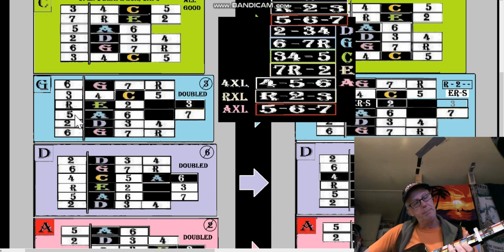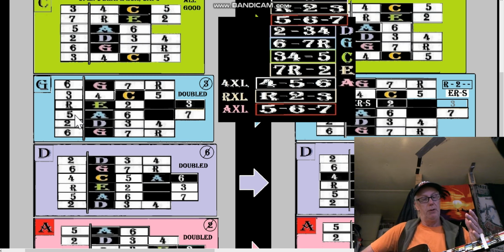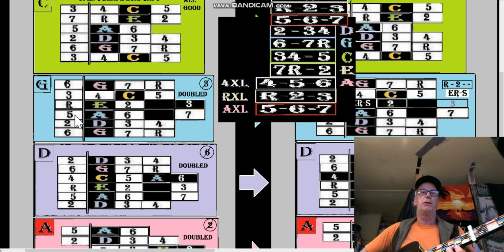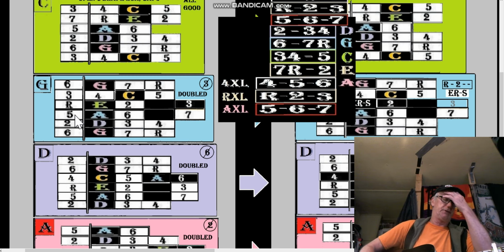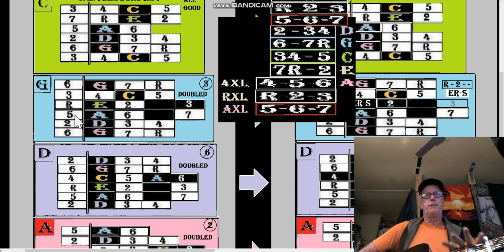So we end up, if we started in a G shape, in the next shape over in CAGED, which is an E shape, 7, root 2. There's our root G. Almost missed it. But this stuff is basic. It's not going to change.